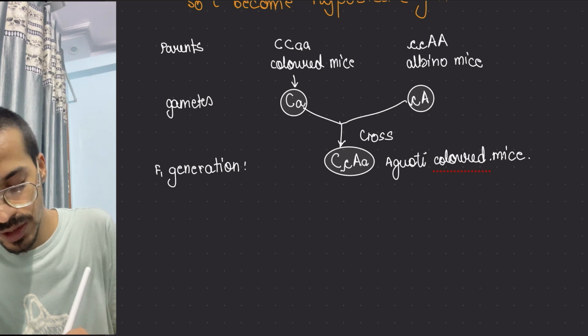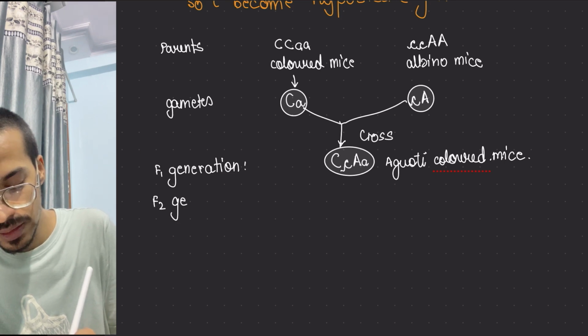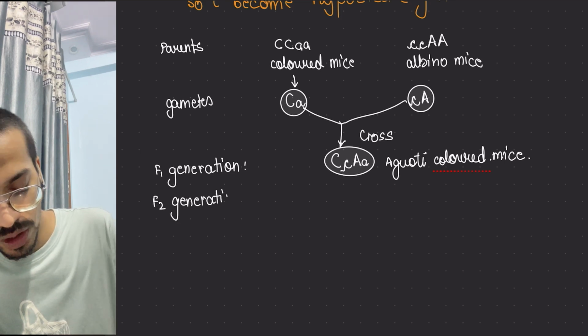So now we're going to be doing what? The F2 generation, which is basically what? It is selfing that we're going to be doing. So we're going to be making our Punnett square.